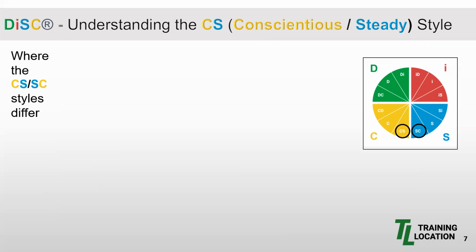Now, where the CS and SC styles differ. Up until now, I've referred to the neighboring CS and SC styles interchangeably in terms of the overlap of their priorities and their qualities, respectively. However, it's important to remember they are two different DiSC styles. The unique placement of those dots on the DiSC model is determined by computer algorithms. And I want to share some clarifying information that will help identify the difference and make this distinction clear.